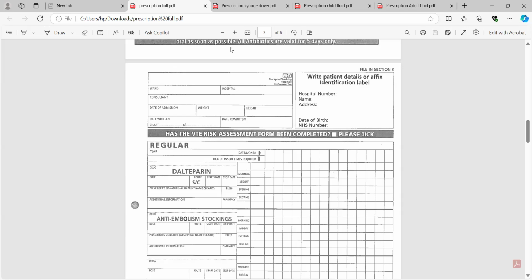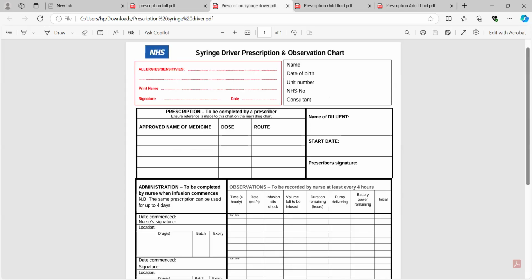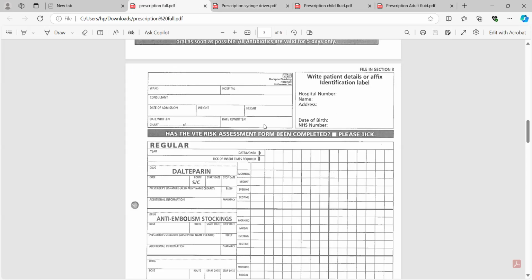That is here. Okay, you have to affix here if you have to prescribe a syringe driver, and the details over here. Similarly for fluid prescription. So guys, there are 3 identification labels if you have to write a syringe driver, child fluid, or adult fluid prescription. Otherwise, you have to write on 2 pages. This is a must. I will discuss later on why this is a must.